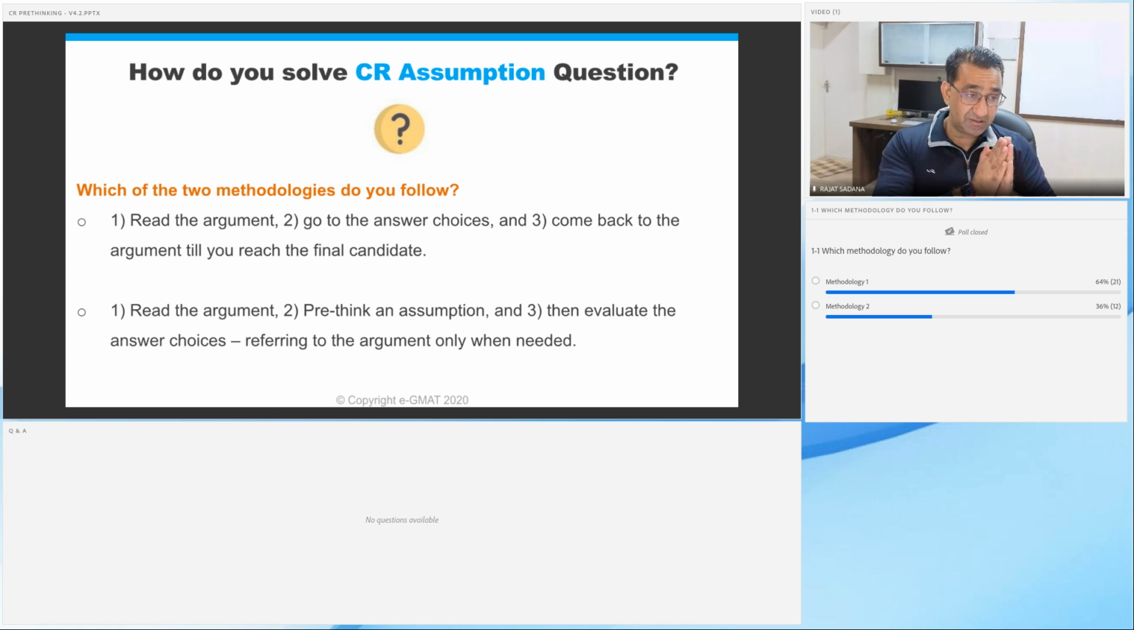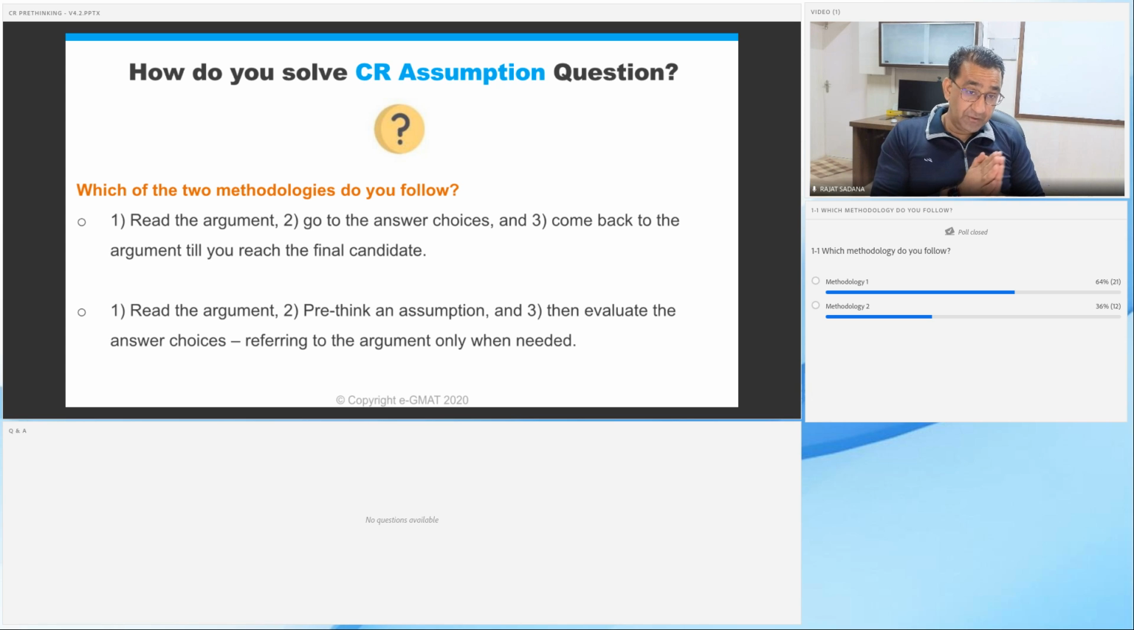You can see 65% of you follow the non-pre-thinking approach, where you read the argument, go to the answer choices, do the back and forth till you reach a final candidate. 35% of you, 36% follow the pre-thinking approach. For people who don't follow the pre-thinking approach, I'm going to prove to you that without pre-thinking, without spending time on the argument, you're going to find it extremely challenging to solve difficult questions.